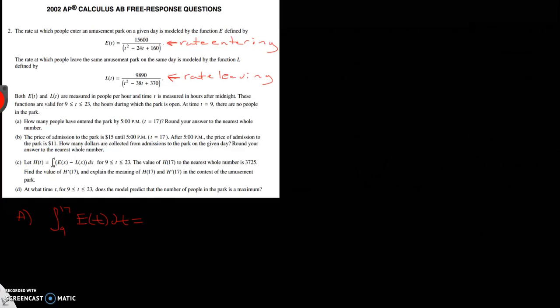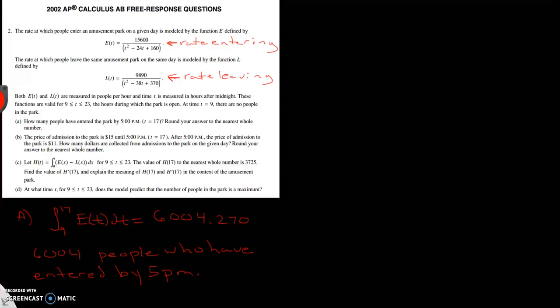You'd use a calculator to solve this, and you would get about 6,004.270. But you can't have 0.270 of a person. So there are 6,004 people who have entered by 5 p.m. Now remember, some of those people leave, because that's why that rate function is up there.